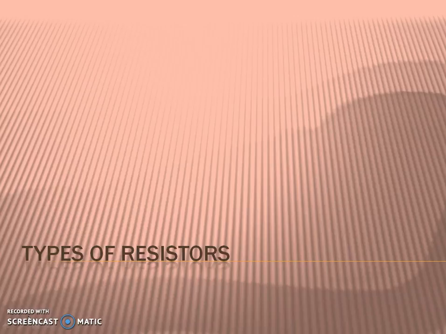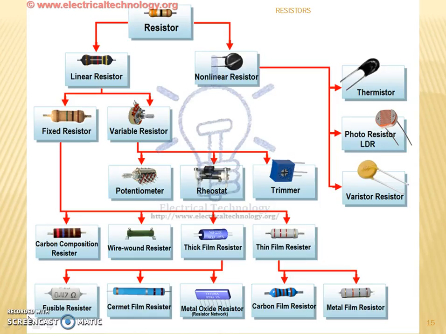Now we come to the types of resistors. So generally the resistors are classified as linear resistors and non-linear resistors. Now again, the linear resistors are classified into fixed resistor and variable resistor. Now the variable resistor can be a potentiometer, rheostat, or a trimmer. Now again we come to the fixed resistor. We have the carbon composition resistor, wire wound resistor, thick film resistor, and the thin film resistor.